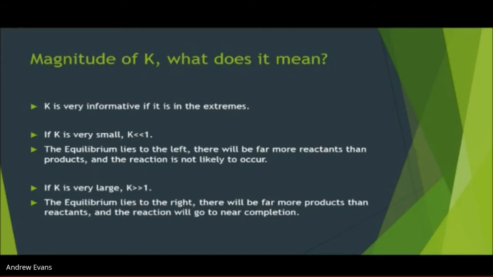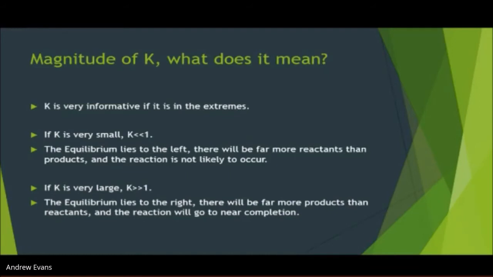If I start with 50 reactants, 0 products, maybe by the end I only have 48 reactants and 2 products. It means that the denominator is really big compared to the numerator, which is really small. It means the equilibrium will lie to the left. More reactants will exist than products. The reaction will not occur very much, if at all.